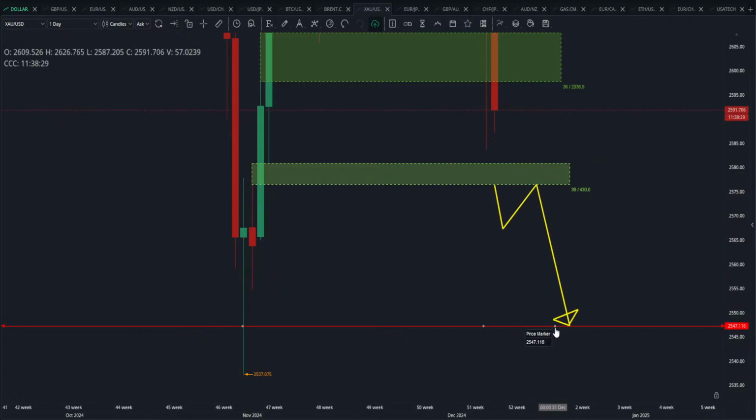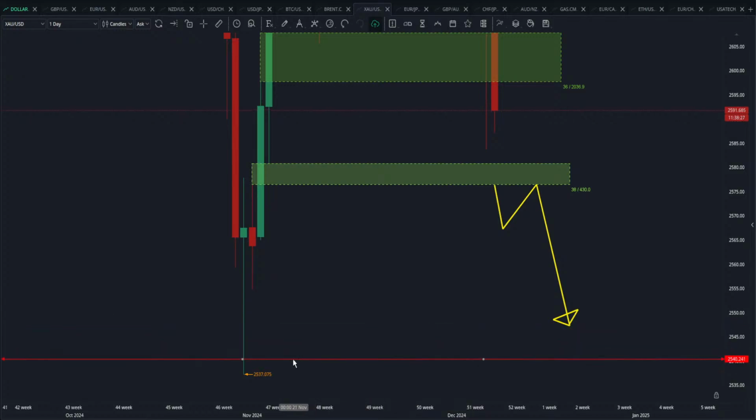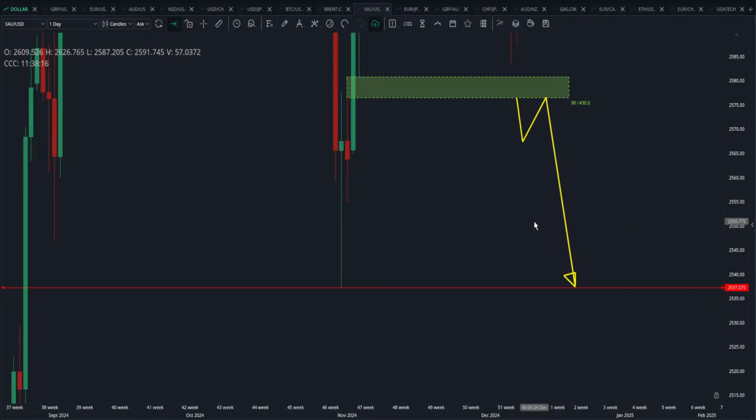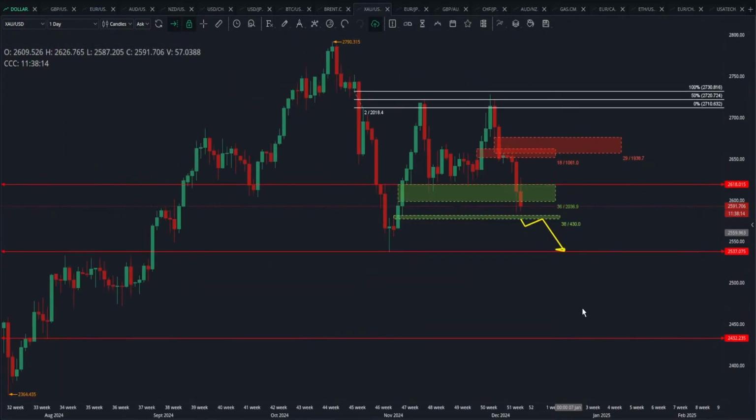Okay, I'm making it till this low, but this is not the low that you have to see. You have to see this low, 2537. So that will be your target. I just made it because it was there. This is your target. All right, I'm clear on this.